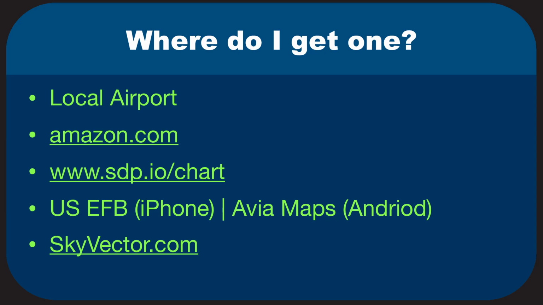You may want to purchase your own sectional map for study. Portions of sectional map are supplied in the resources section of this course. However, should you want to purchase your own sectional map, you can find it at your local airport, on Amazon.com, at www.sdp.io/chart, or at skyvector.com. There are also iPhone and Android apps containing sectional maps.